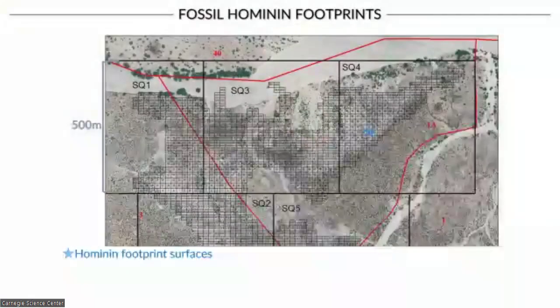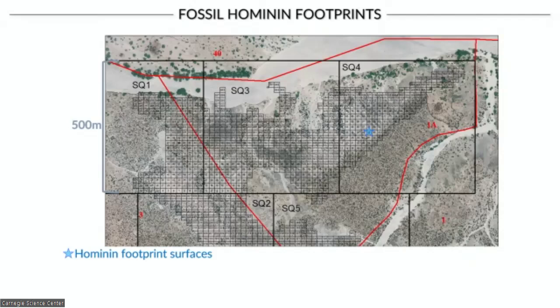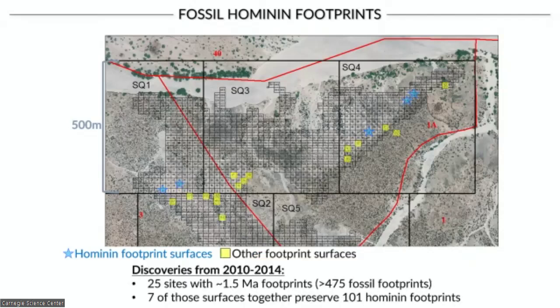So we did a systematic survey. That's why there's a numbered grid sitting on top of this map in which we would just randomly choose a number, go to that location, see if we could find a fossil footprint site there. And so through these surveys, we ended up finding that these kinds of sites were just all over the place here. So by 2014, we had found 25 different sites that together preserved more than 475 fossil footprints. Among these were 7 sites that preserved a total of over 100 fossil hominin footprints.